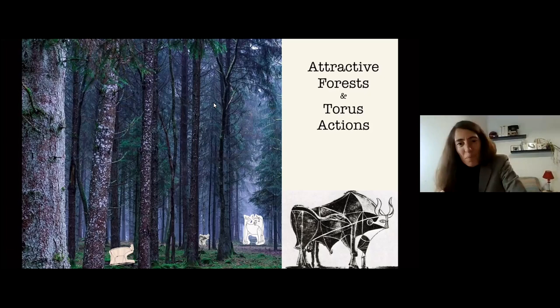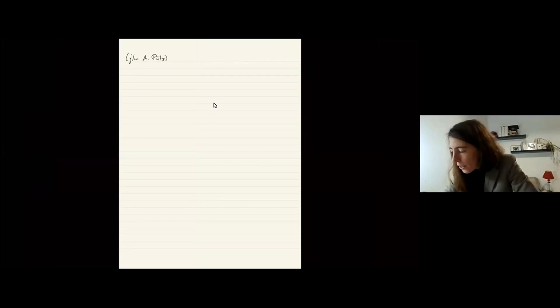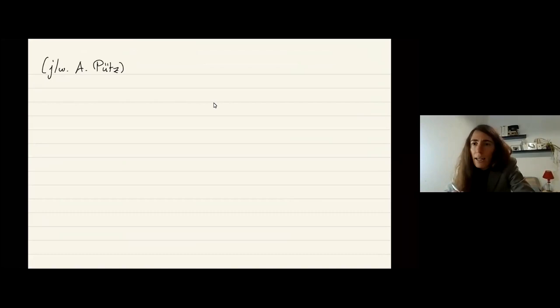Everything I'm going to say is joint work with Alex Puetz, postdoc in Rome. Maybe some of you attended a first version of this talk. It was about the first part of the project, where I was not talking about forests, but about equivariant cycles. So we went a bit farther this time.